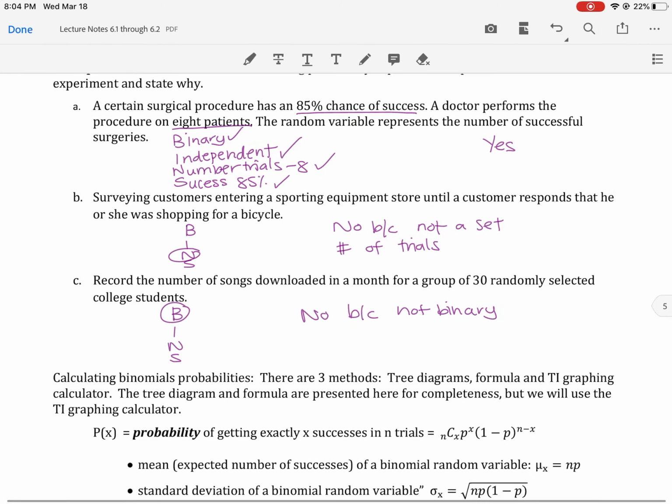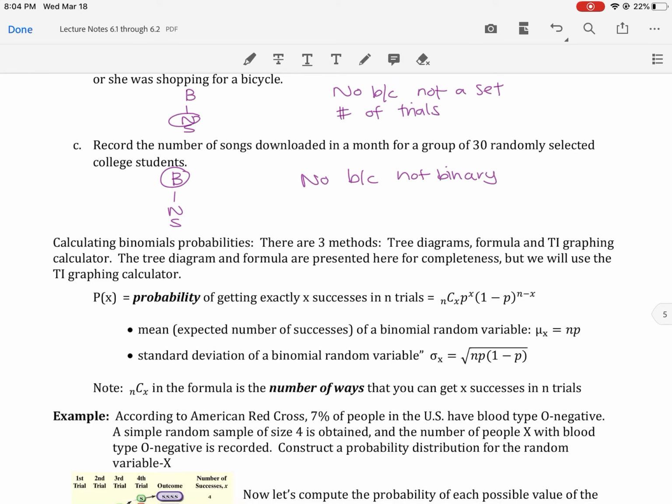Okay, as we look at our calculator, we will use mostly our calculator today. You can use things like tree diagrams or our formulas.